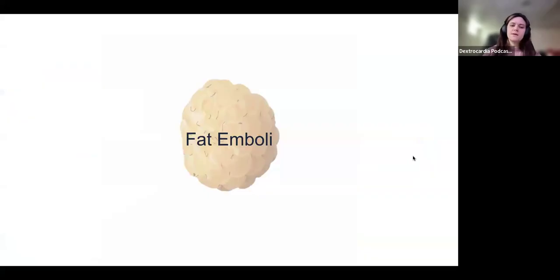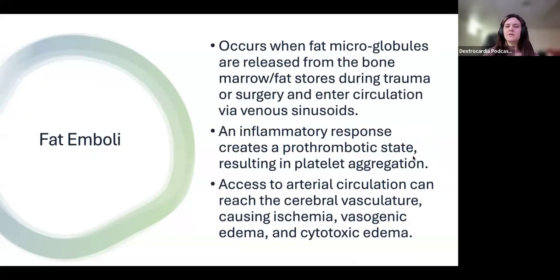Moving on to fat emboli. It occurs when fat microglobules are released from the bone marrow and fat stores during trauma or surgery, and they enter circulation through the venous sinusoids. An inflammatory response creates this prothrombotic state, and it results in platelet aggregation. So access to arterial circulation can reach the cerebral vasculature, causing ischemia, vasogenic edema, and cytotoxic edema as well.